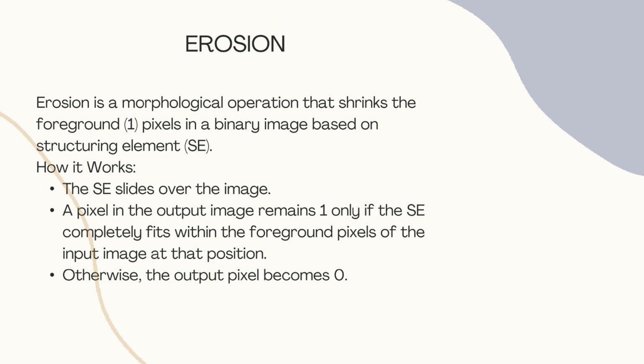Before understanding the hit or miss transform, we need to understand erosion, one of the basic morphological operations. Erosion works by shrinking the foreground objects in a binary image. When a structuring element, SE, moves over the image, a pixel remains one only if the SE completely fits within the foreground region at that position, otherwise, it becomes 0. This process removes small irregularities and isolates the essential parts of shapes, making it a key step in the hit or miss transform.